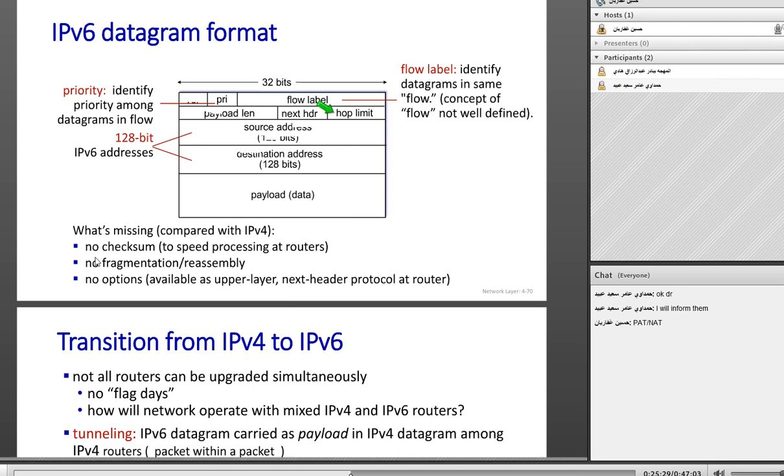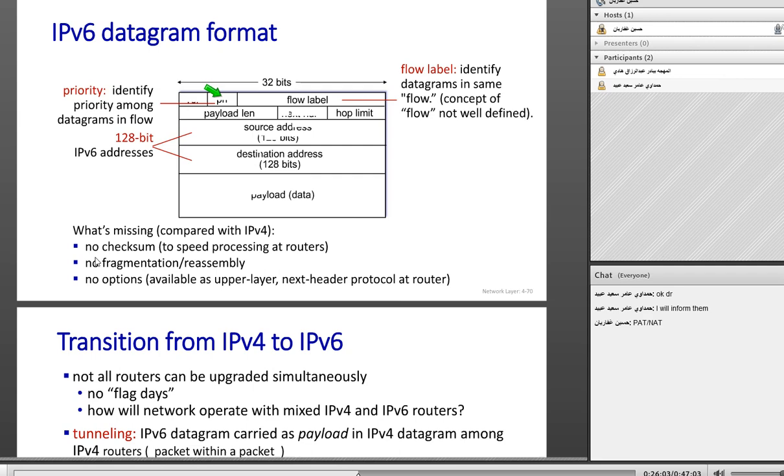Hop limit is similar to time to live in IP version 4. They are equal: time to live, or TTL, in IP version 4 and hop limit in IP version 6. For the next header, payload length shows the length of the payload. Here we have 2 other fields, priority and flow label.